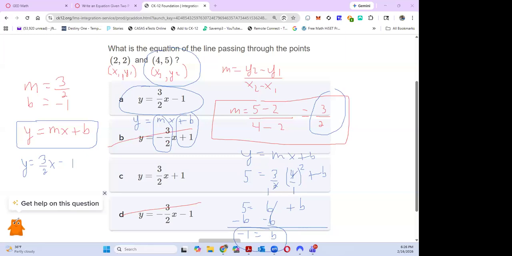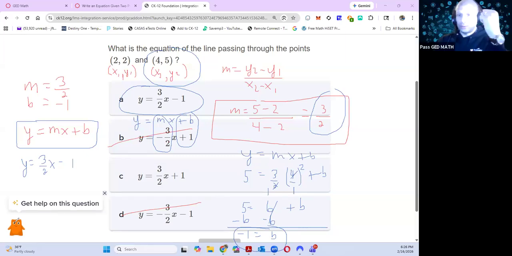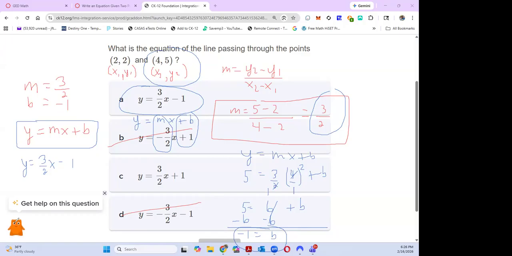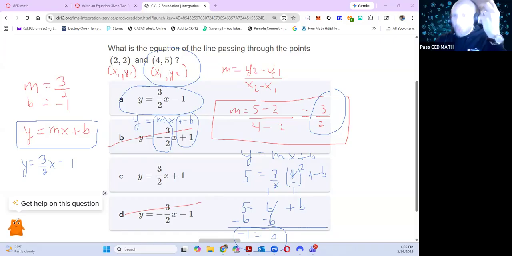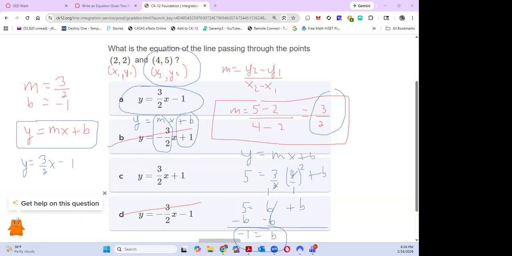I didn't say 1 question. I didn't say 2 questions. I said 3 questions, because they're going to ask you the slope from 2 points. They're going to ask you what's the equation of a line given a point and the slope. They're going to ask you the equation of a line. I guarantee you.